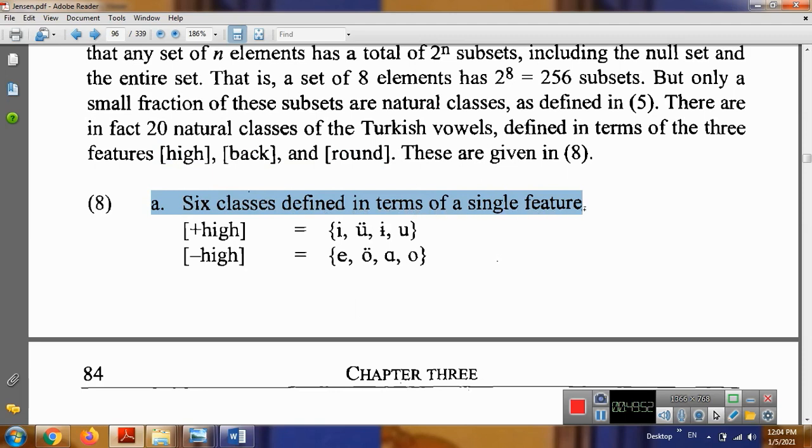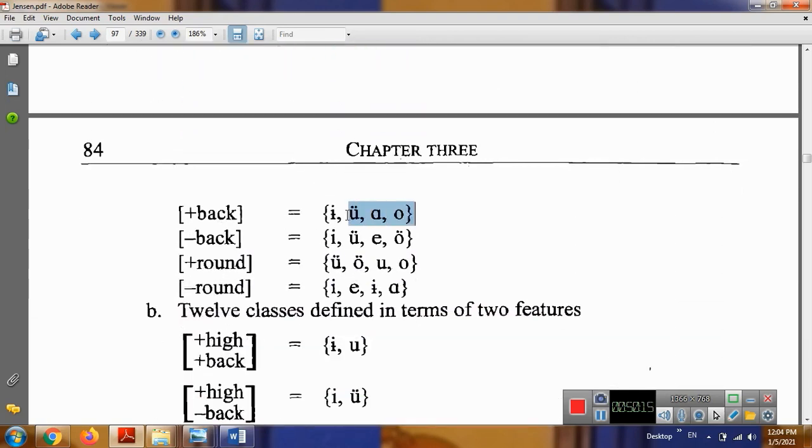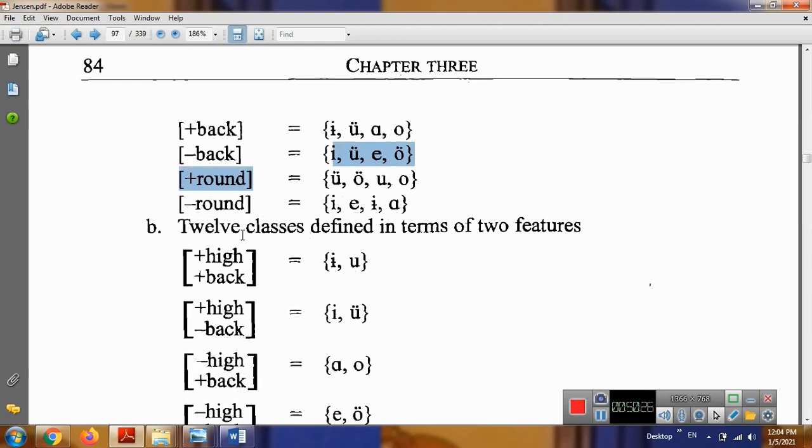Here, 6 classes are defined in terms of a single feature. For example, when we define the natural classes according to just one feature: plus high, we have such sounds. For minus high, we have such a natural class. All of them are natural classes. According to plus back, we have such a natural class. According to minus back, we have such a natural class. According to plus round, we have such a natural class. According to minus round, we have this class. But 12 classes are defined in terms of two features.